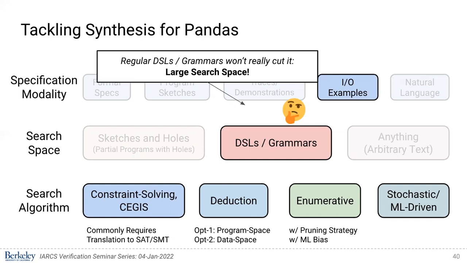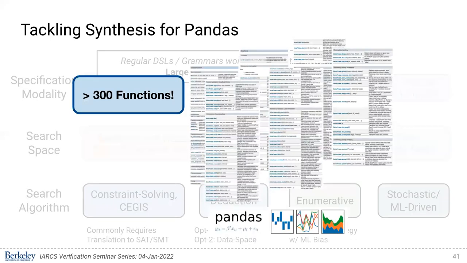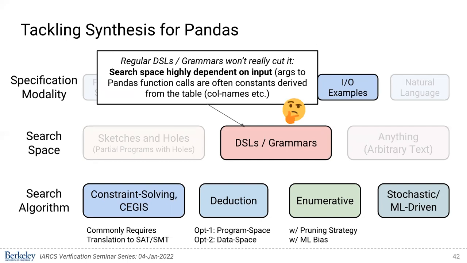But there are a few catches here. With pandas, the search space is pretty big. There are more than 300 functions within the library just for data frame or table manipulation tasks. Moreover, the search space is highly dependent on the input. Many pandas function calls often need constant arguments that are derived from values in the table, such as column names or the minimum or lowest values in the table. So if you want to actually define the search space, that is a function of the input. You can't just have it static for all possible inputs in the library.